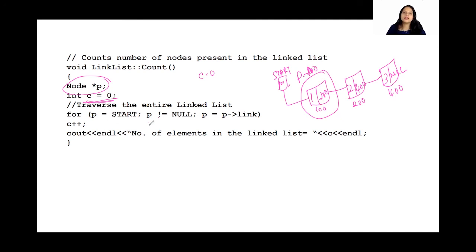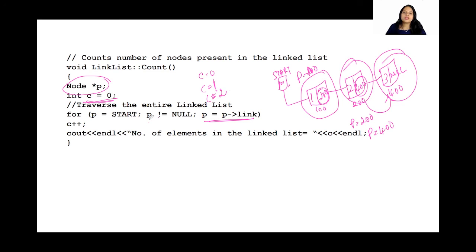Now c++. Since it is 100, I'm going to increment c to 1. Then what I'm doing? P is equal to p link. So p link is nothing but 200, so p is going to become 200. That means p is over here now. Now again, is p not equal to null? Is it null? No, it is not null. We have 400, so I'm going to increment c to 2. Then p is equal to p link. So what is p link? P link is 400. So p is going to become 400. So p is over here now.